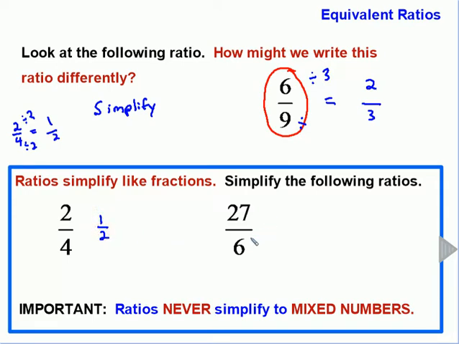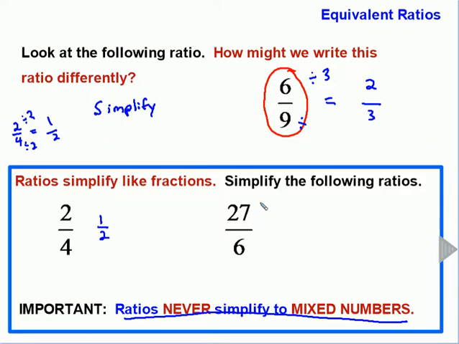Now, if we want to simplify this particular one, your first instinct might be, well, I need to convert that to a mixed number because 6 will go into 27, 4 times, and that'll leave 3/6 left over, and then I need to make that into 4 1/2. But ratios never simplify to mixed numbers. We never simplify ratios to mixed numbers. What we're going to do instead is find a number that will go into both 27 and 6 and simplify it as it is.